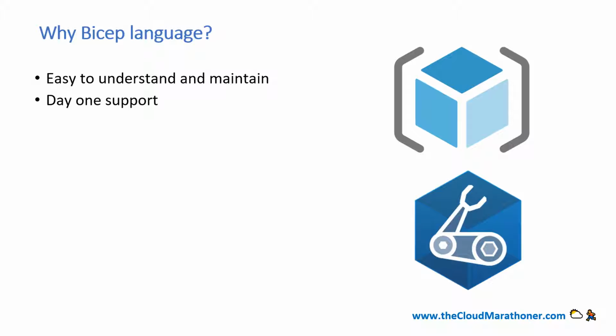Second, Azure Bicep comes with day one support from the Azure ecosystem. Any API or service that gets released on Azure is going to be available right away in Azure Bicep as well as ARM templates, but that's not the case if you are using third-party tools like Terraform. Then again, Azure Bicep is a transparent abstraction over ARM.